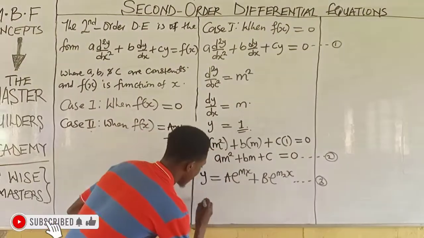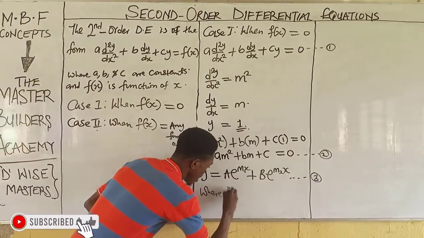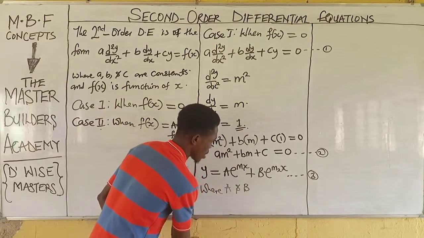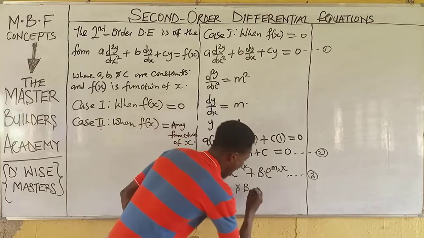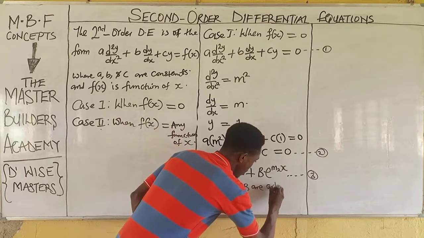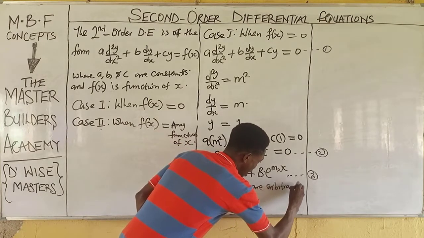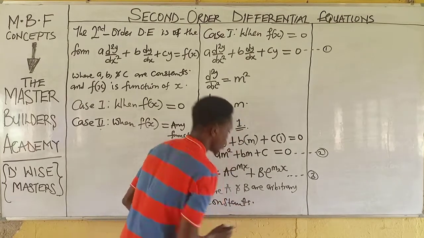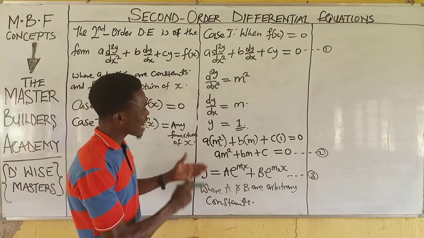So where A and B are arbitrary constants. Alright? So A and B are arbitrary constants.